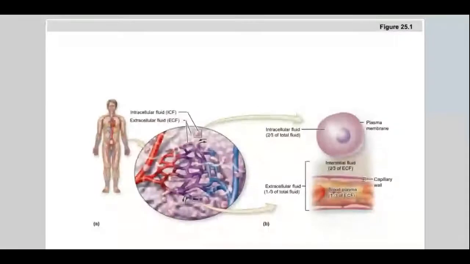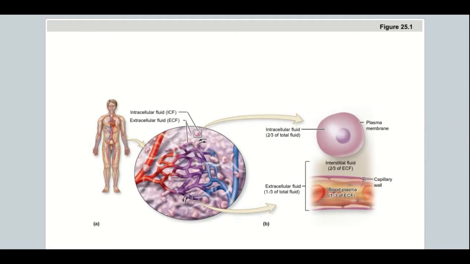So I'm going to share the screen with you here. This image is from your textbook, figure 25.1, on the very first page. We need to be able to describe the fluid and where the fluid is located, and we can actually go by the rule of thirds. Let's just divide the fluid first.